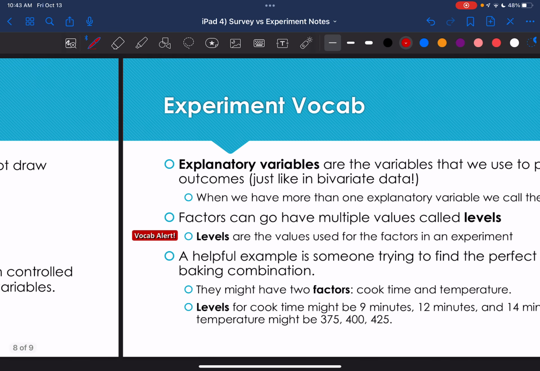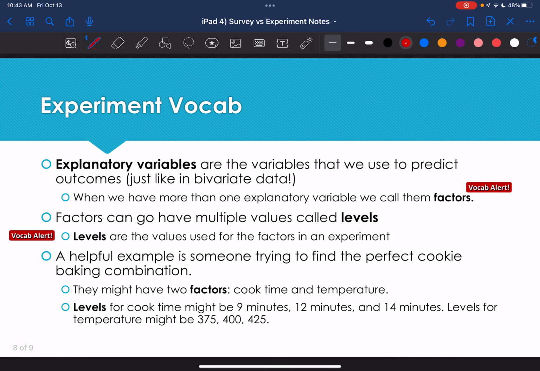Okay, I'm going to go on because you can pause. Explanatory variables are what we use to predict outcomes, just like in bivariate data when we were talking about that before. If you have more than one explanatory variable, we call them factors. Factors can have multiple values, and they're called levels. Levels are the values used for the factors.